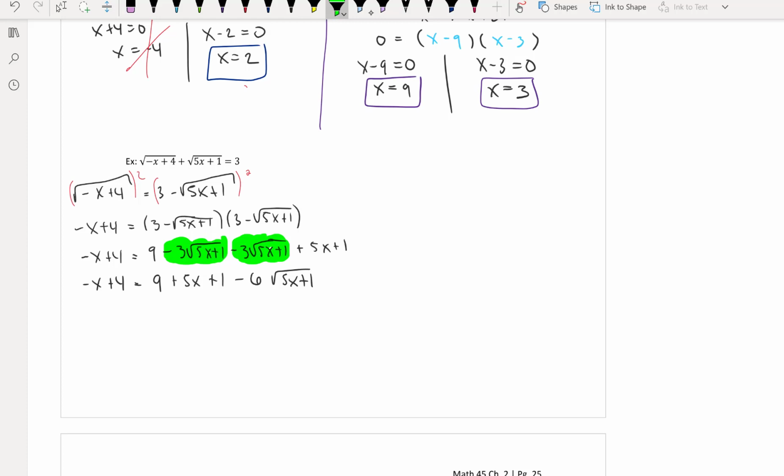So now I'm going to clean this up just a little bit. 9 plus 1 is 10, and I still have my 5x minus 6 square root 5x plus 1. So what I'm going to do here is I'm going to subtract the 10 and subtract the 5x.